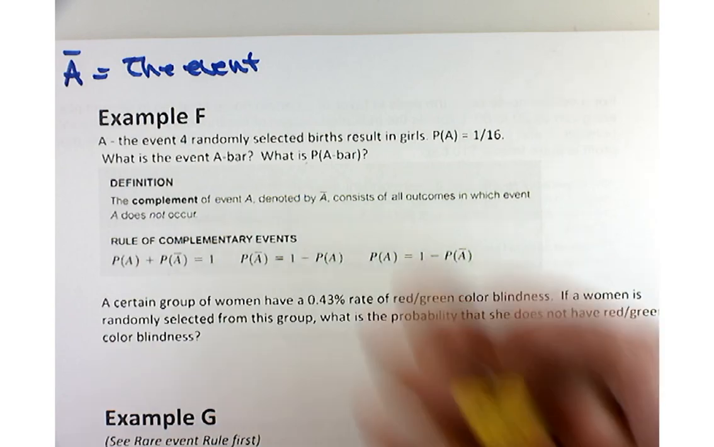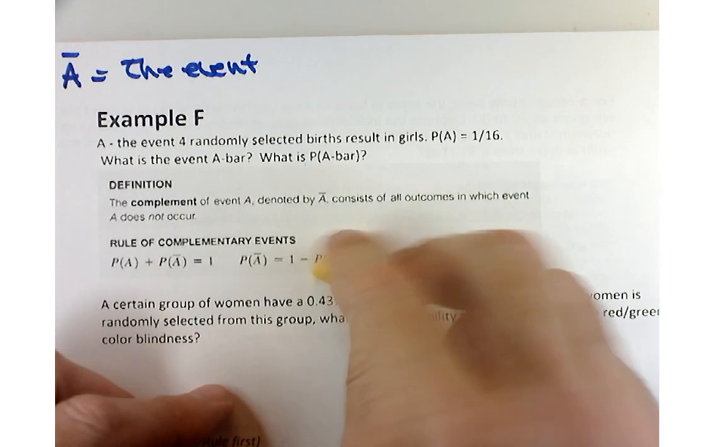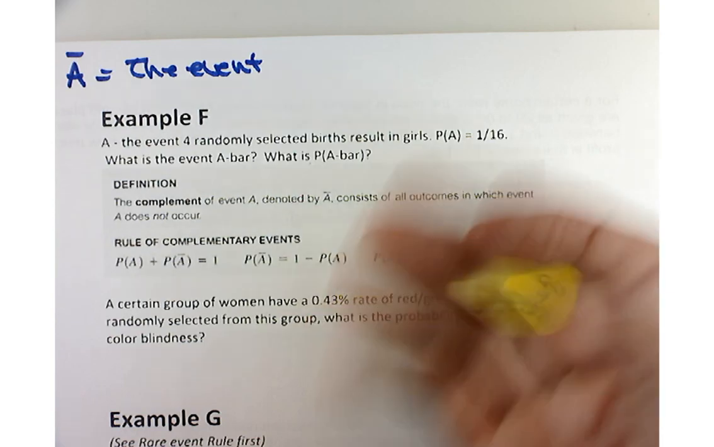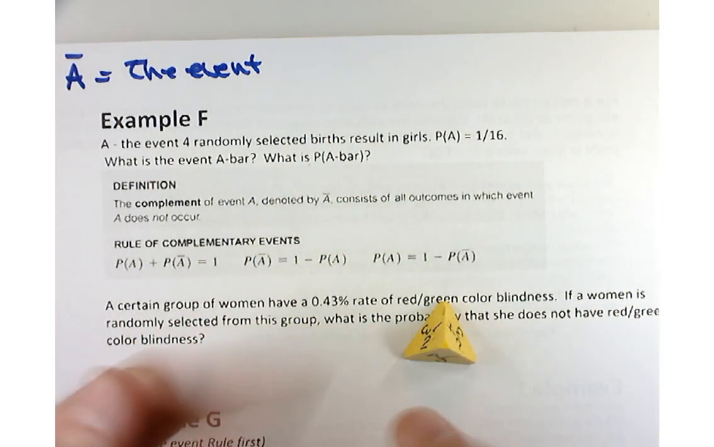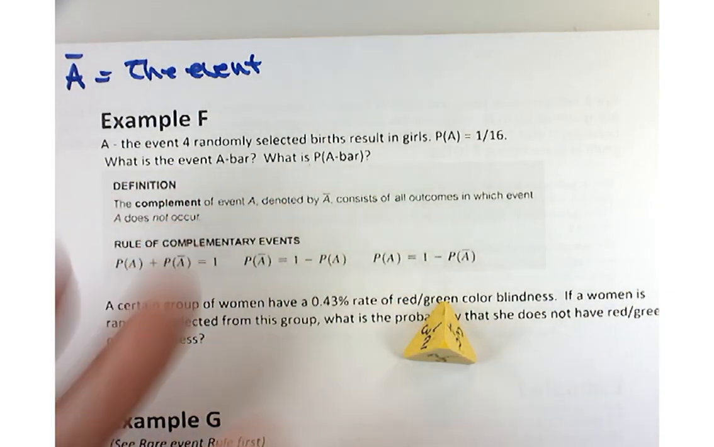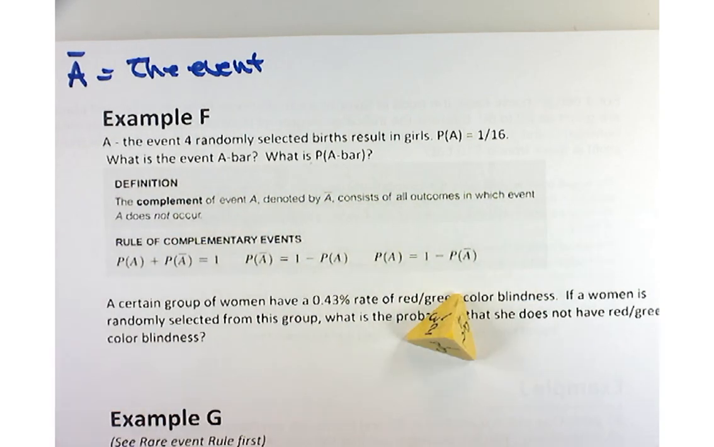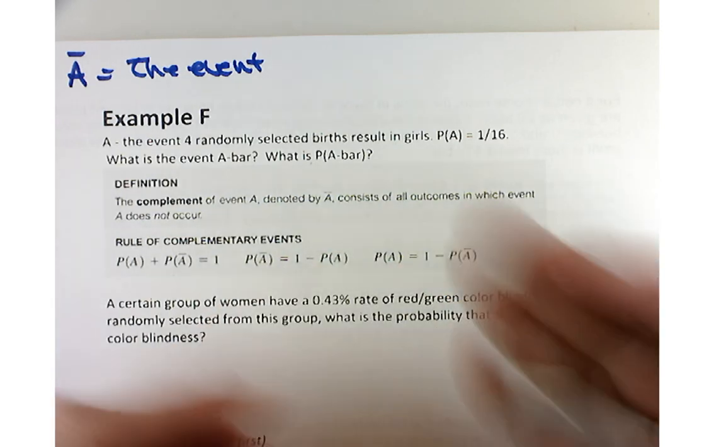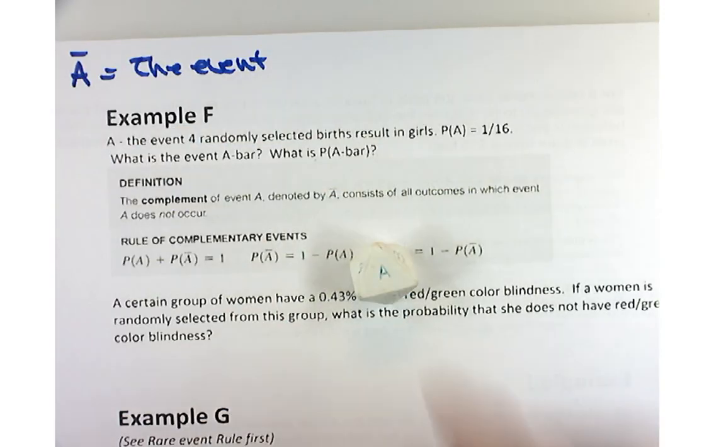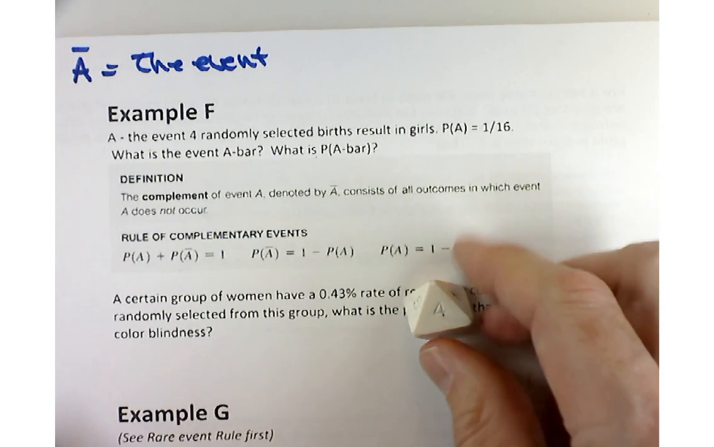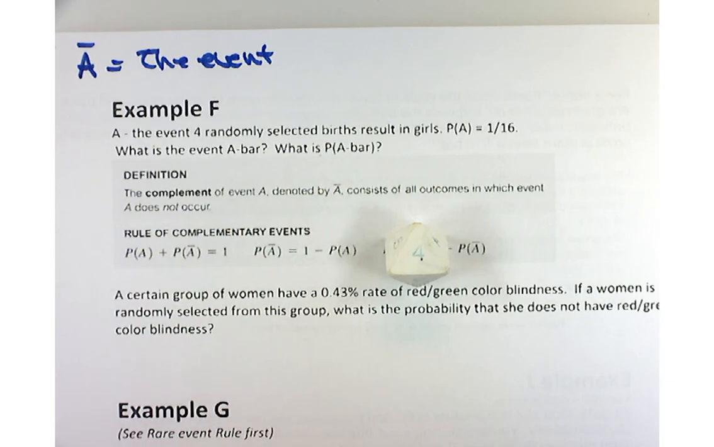So let's say the event of rolling a 4 on a 4-sided die is my event A. The event A bar would be rolling a 1, 2, or 3. It's rolling anything else. So you've got A bar and A. Those are the only things that can happen. Either you roll a 4 or you don't roll a 4. Those are your only alternatives.